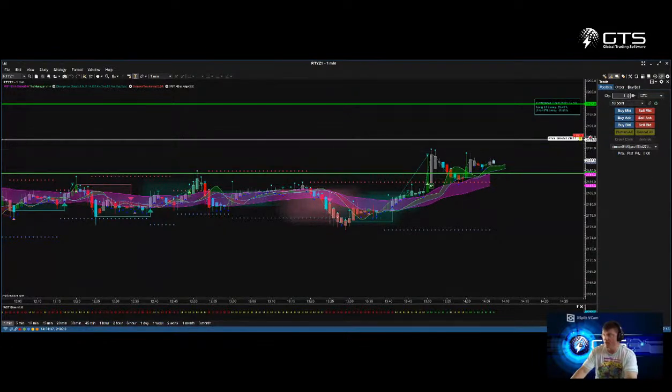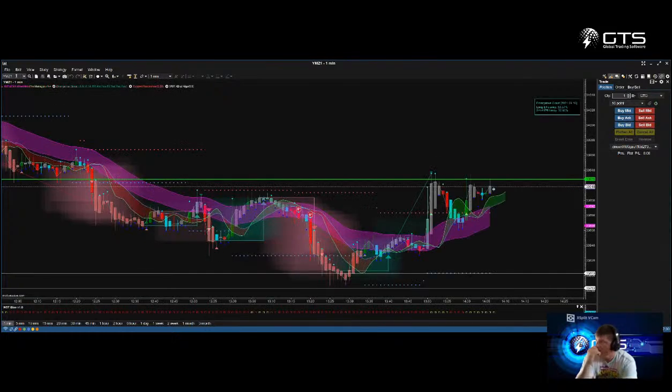Now remember this 91 level up here. That's going to prove to be difficult, unless there's just somebody that has 1,000 contracts they're fixing to buy or something. Let's see here. YM still trying to break in.